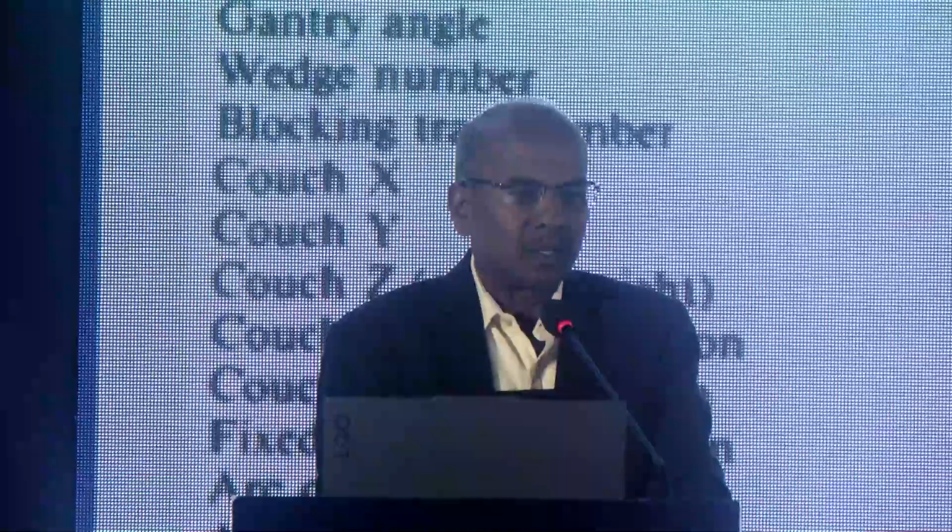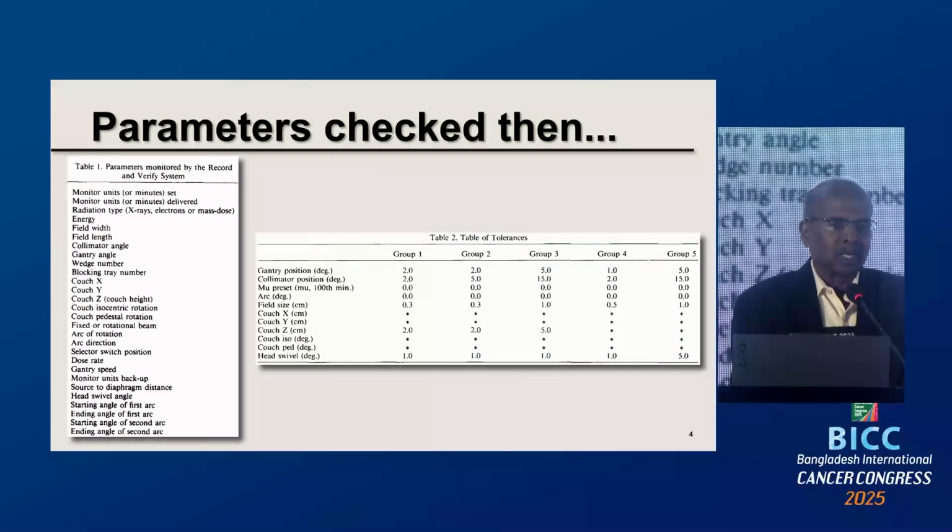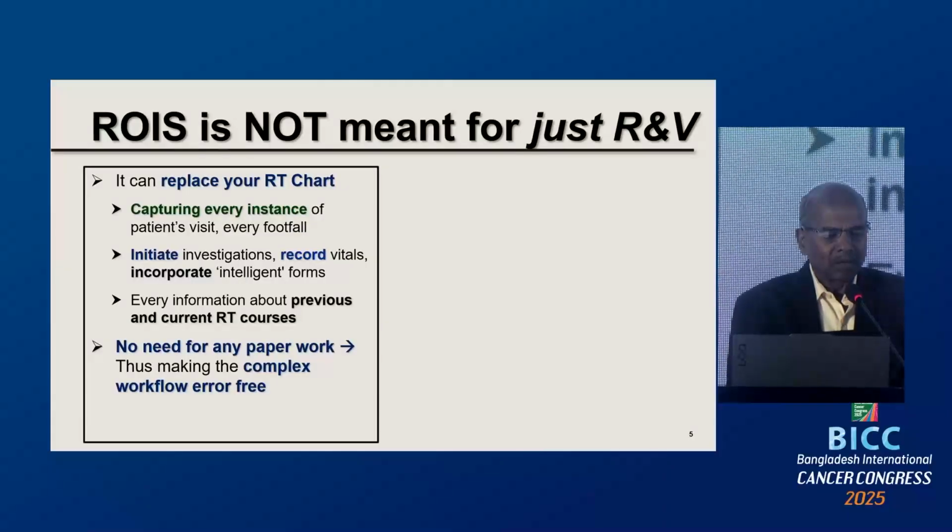So if you look at it, there's not much difference between the way we are using this system as compared to the way we were using this system when these systems were first introduced in the 1980s, record and verification system only for record and verification. We just do not know the real power of this radiation oncology information system, and the time has come for us to know its real potentials. Then we were checking these parameters, and now also we are just checking these parameters, nothing more. However, we have to know that radiation oncology information system is not meant only for record and verification. It can do much more.